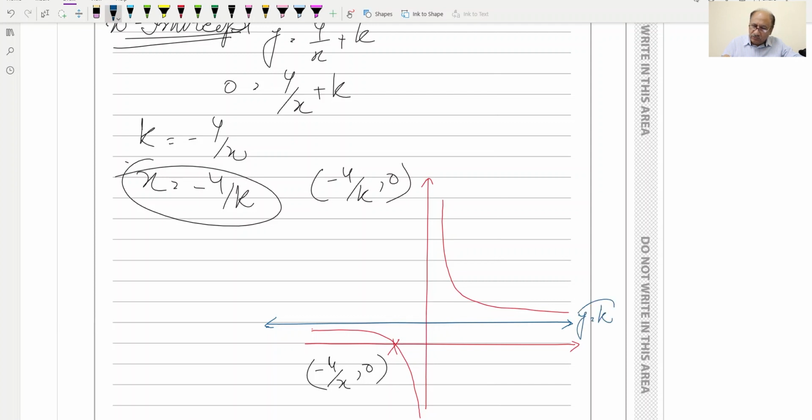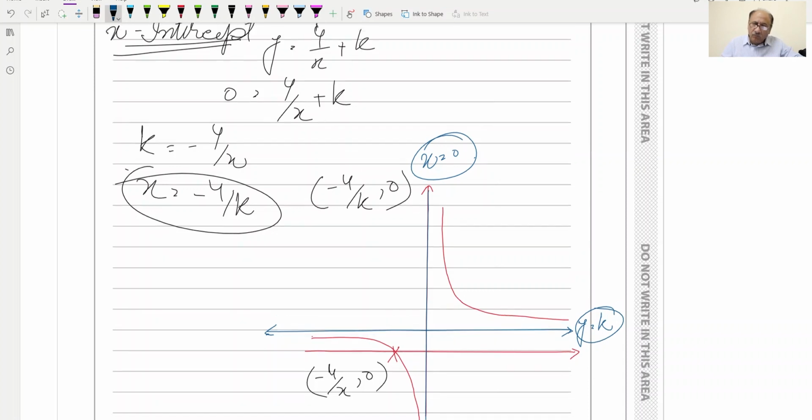This will be y is equal to k, the horizontal asymptote, and the vertical asymptote will be on the y-axis, x is equal to 0. And this is how we have sketched the graph.